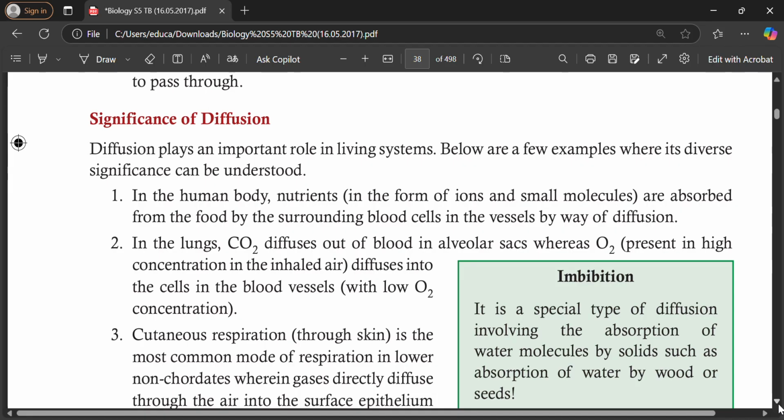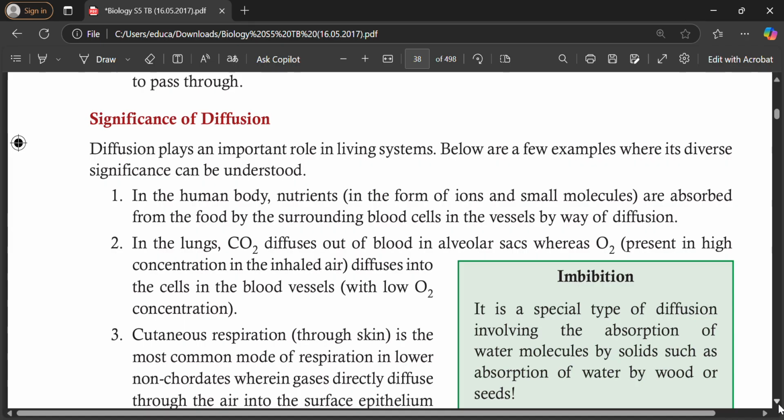And in the lungs, carbon dioxide diffuses out of the blood into the alveolar sacs, whereas oxygen present in high concentration in the inhaled air diffuses into the cells in the blood vessels with low oxygen concentration.